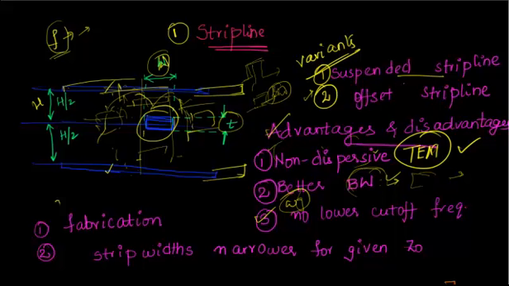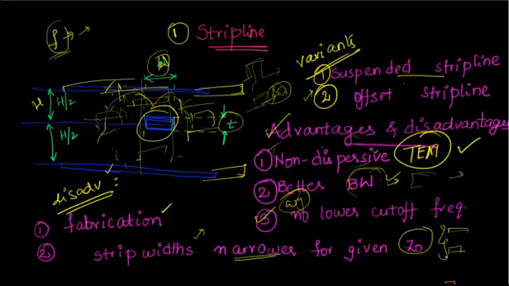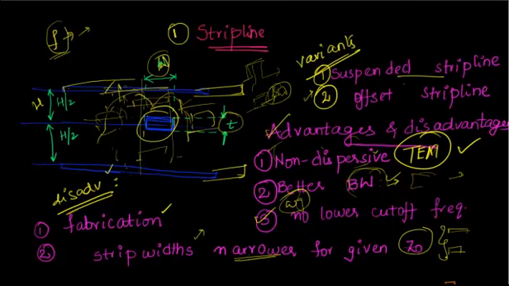And coming to the disadvantages, the fabrication of this is a little bit tougher than the microstrip line, and for a given impedance, the strip widths will be narrower. That is because you have a second ground plane also here. You will notice why this is said to be a disadvantage compared to the microstrip line.